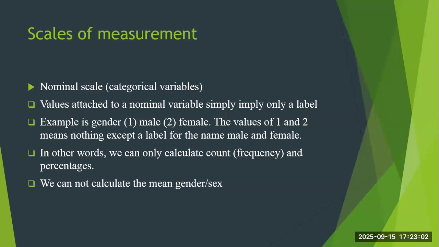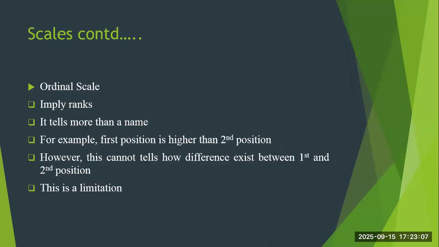You can only tell us what proportion of people are males and what proportion of people are females. Now, the ordinal scale has some resemblance to the nominal. They are also similar to the continuous variables, that's the interval and the ratio. Now, ordinal variables imply ranks.